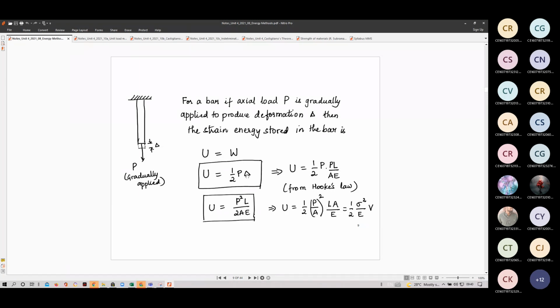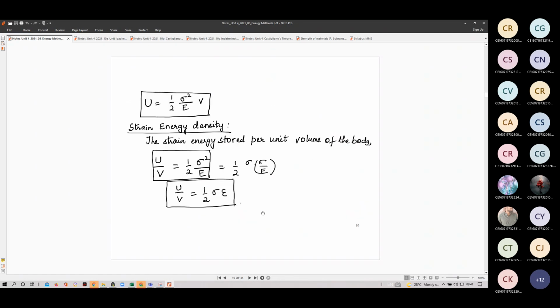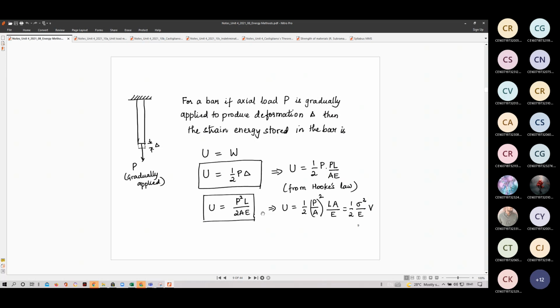Now by Hooke's law, this deformation delta is PL by AE. Stress upon Young's modulus gives strain. So stress is P by A upon Young's modulus, so P by AE gives strain. Strain multiplied by length will give deformation. So delta is PL by AE. So this U is P squared L by 2AE. This is the strain energy stored in the bar. Very important for an axially loaded bar.